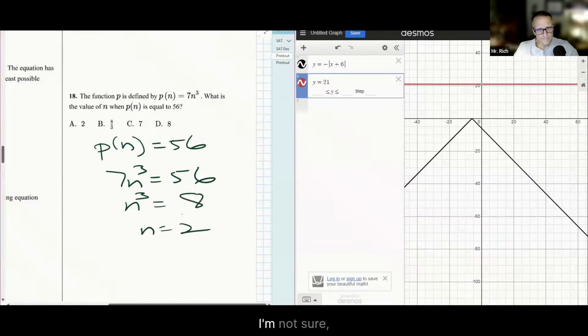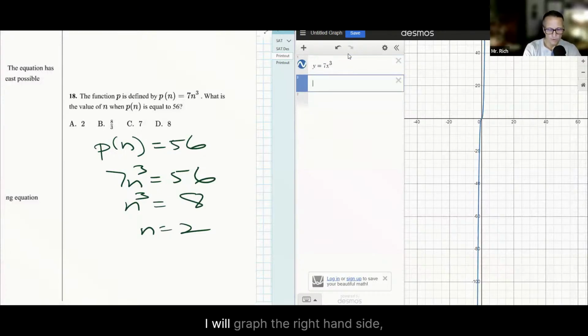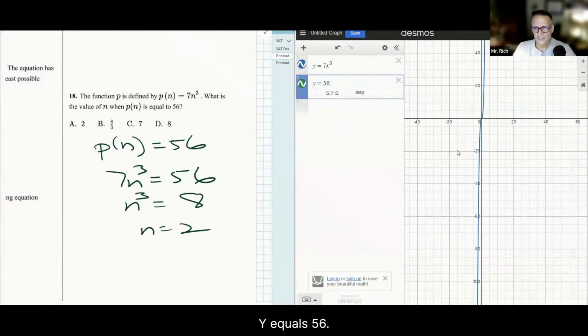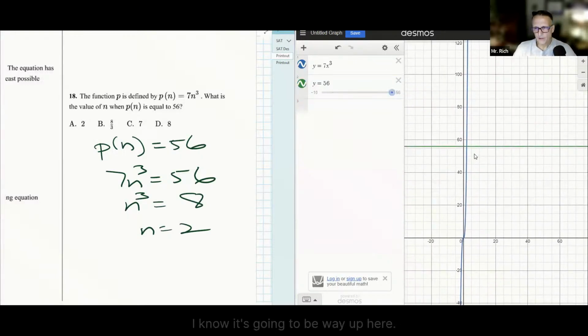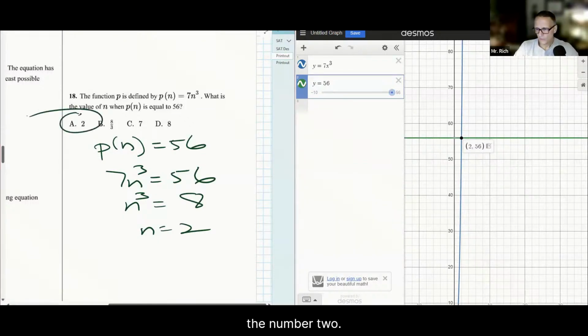However, if you're not sure how to do this, then graph it. I will graph y equals 7x to the third. I will graph the right-hand side, which would be a horizontal line, y equals 56. I know it's going to be way up here. I'm looking at where they cross each other. The answer is 2. There it is, the number 2.